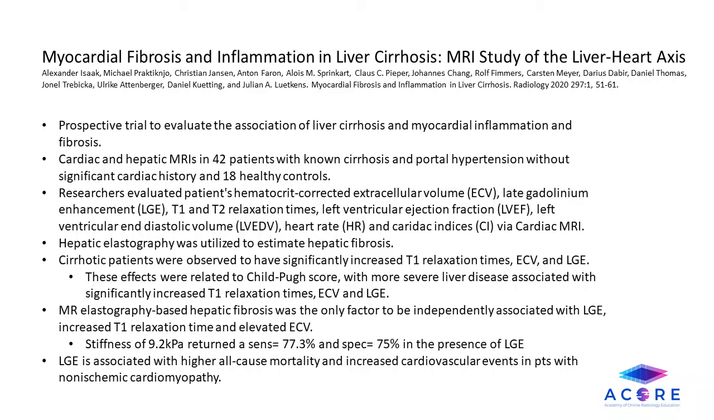These effects were found to be related to the patient's Child-Pugh score, with patients who have more severe liver disease exhibiting increased T1 relaxation times, ECV, and LGE, suggesting an association between the grade of one's liver disease and the extent of myocardial fibrosis and inflammation.